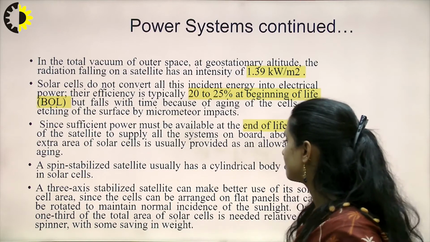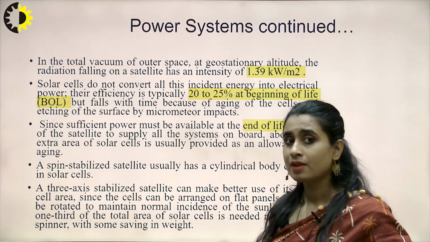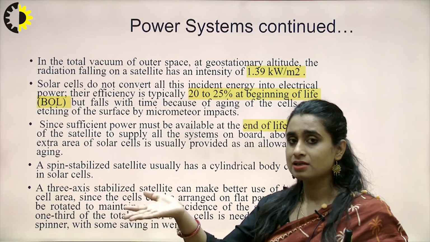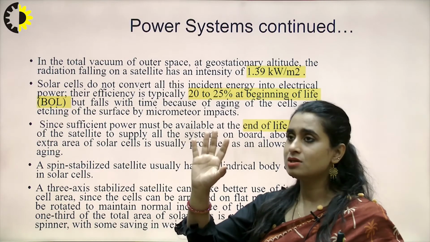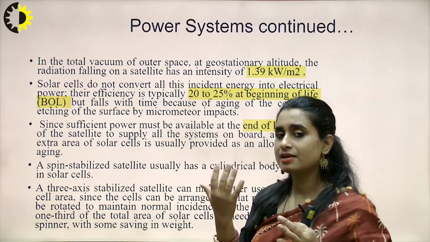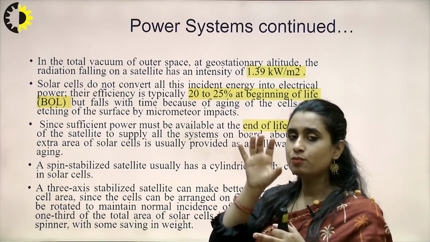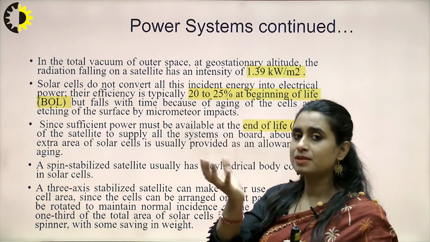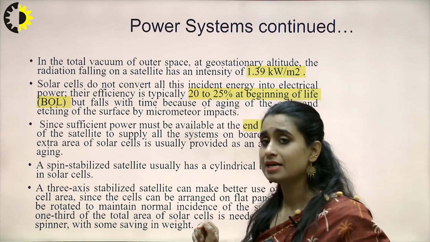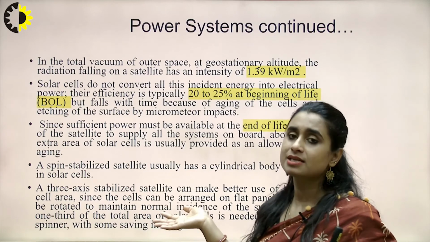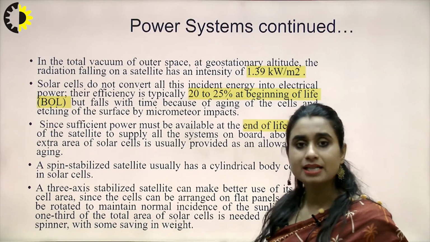In a 3-axis stabilized satellite, it can make better use of its solar cell area, because where the sun goes, it can tilt its panel, right? For solar cells, if we imagine the cylindrical structure, only a little portion of the complete drum will be visible to the sun, whereas in 3-axis stabilized, the complete panel can be tilted facing the sun. So it is somewhat better in efficiency.